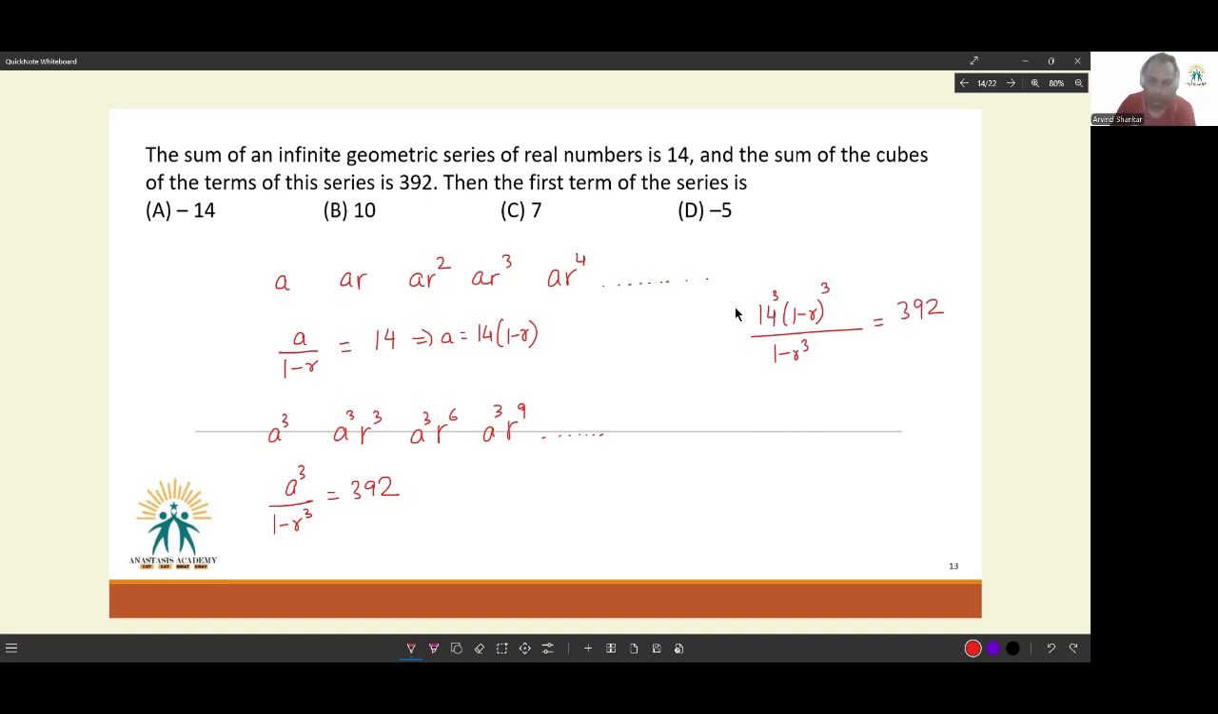Now 392 is 196 into 2. So 14 square I can cancel. This will become 2. This will become 14. This will go, this will go, this will become 7. So I bring 1 minus R cube is equal to 7 times of 1 minus R cube minus 3R plus 3R square. Why am I going down this path? No, R cube will not go away. R cube will continue to stay. Let me not do this then. This process doesn't seem very efficient.